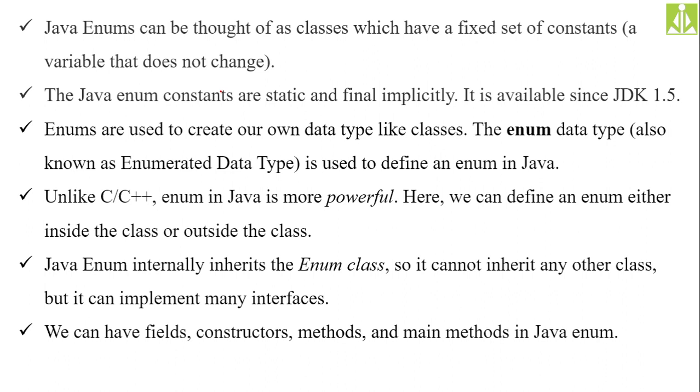This is also enums. Okay, better not to call it an enumerator, because there is a possibility if you use the same name in your examinations. So we call them enums. Enumerator, we use this term in C language, but in Java we call it enums. Enums are used to create our own data types like classes. The enum data type, also known as enumerated data type, is used to create an enumerated type of data.